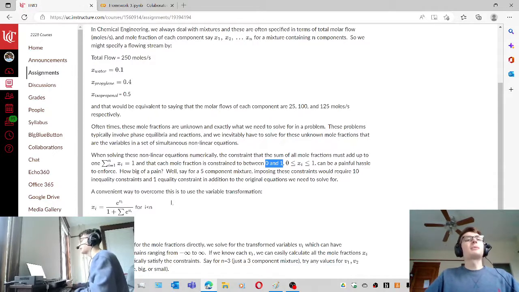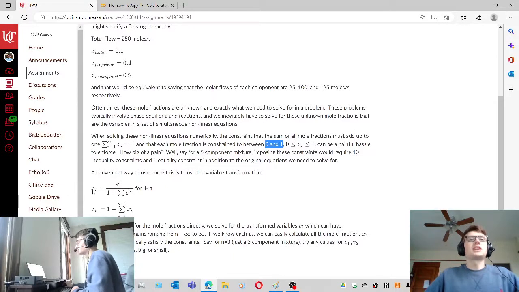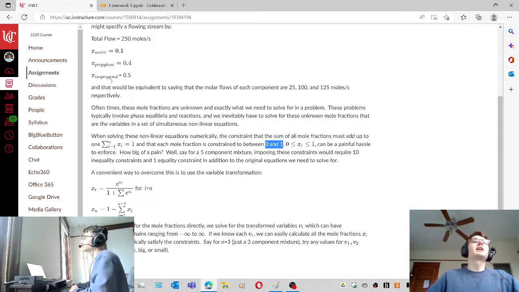My professor came up with a convenient way to overcome this using a variable transformation. Say x1 is water, x2 is propylene, x3 is isopropanol. Then xi is e to the vi over 1 plus the summation of all the vi's for i less than n. So when i is less than the total number, with 3 components, we have just 2 v's, v1 and v2, and that is reflected in the summation.